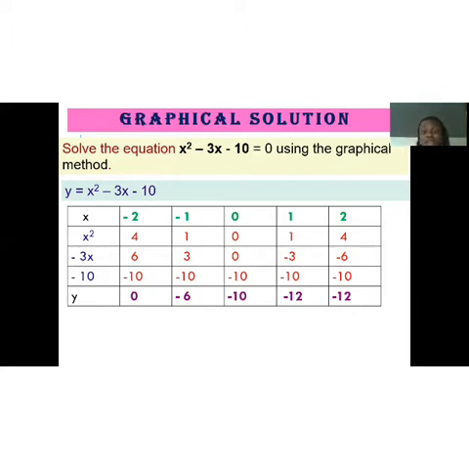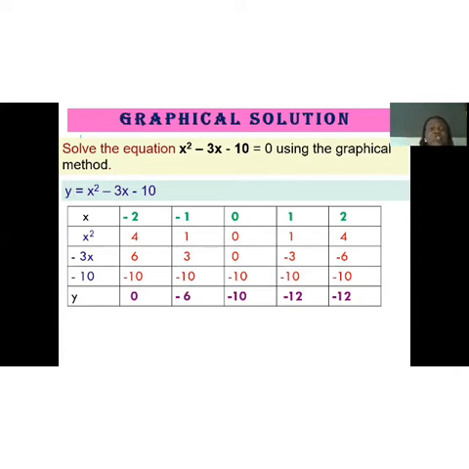When x is 2, x squared is 4. Go to the next part, you have minus 3x. So you're going to be using minus 3 to multiply each value of x. Okay, so minus 3 times minus 2 will give us 6.